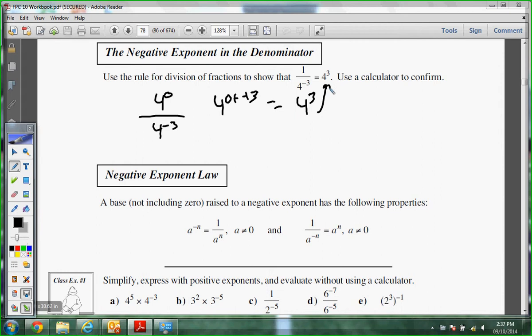So the negative exponent law simply means if it's negative on top, you push it to the bottom. If it's negative on bottom, you push it to the top. That's all it is. Wherever your negative is, push it to the other numerator or denominator.